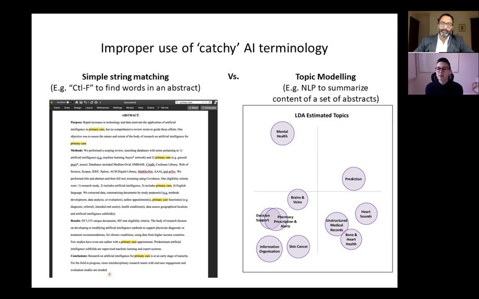Whereas on the right is where we actually took a lot of the abstracts we had found, and we used natural language processing techniques to say, can you give me a summary from the data? What are the main topics that are here, right? And you can see some of the trends that came out: mental health, prediction, skin cancer. And so you can sense that that's a much more complex or intelligent type of task there. So that's just something to be mindful of. And we'll head to the next slide now.